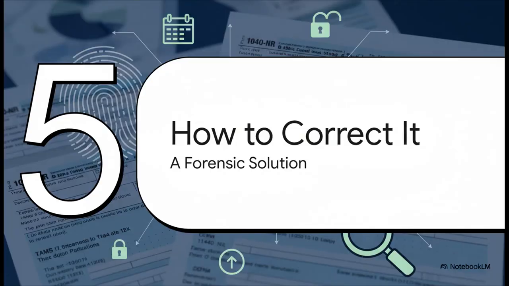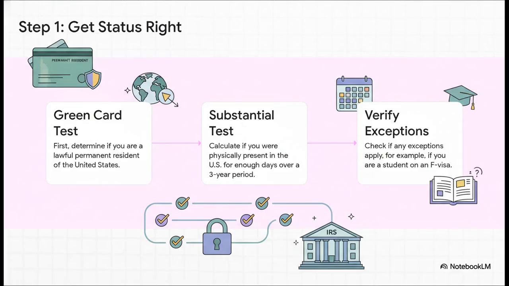Okay, after all that doom and gloom, let's talk about the good stuff, the empowering part. There is a clear, actionable solution. If you think you might have made this mistake, there is a forensic process to fix it. Now, before you do anything else, you absolutely have to use the official IRS test to confirm your status. It's non-negotiable. Do you have a green card? Have you been in the US long enough to meet the substantial presence test? And this is so important. Do any exceptions apply? Like if you're a student on an F visa, your days here might not even count toward that test. You have to get this right. It is the foundation for everything that comes next.